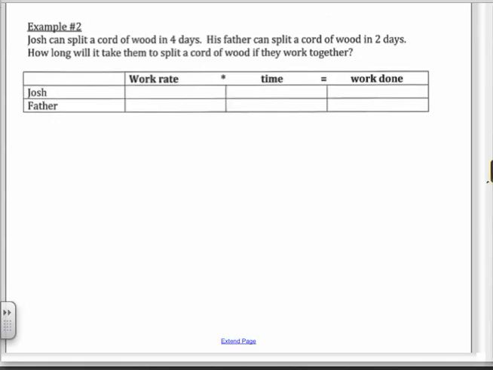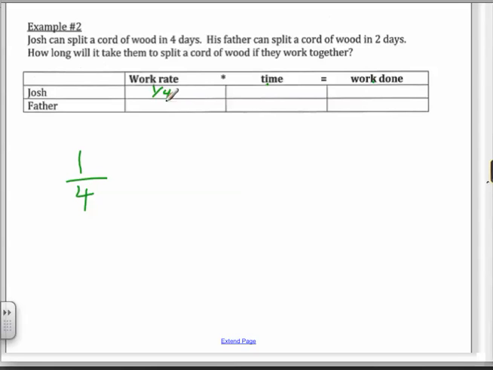Okay? Example number 2 says that Josh can split a cord of wood in 4 days. That means his rate is 1/4. One job, 4 days, right? Or a fourth of the job in 1 day. So work rate times time equals work done. So Josh, his work rate is a fourth. Okay? That's his work rate, a fourth of a job per day.